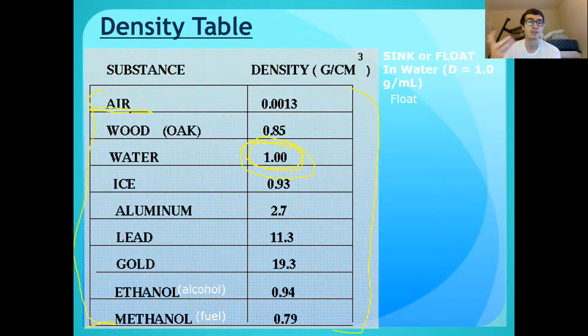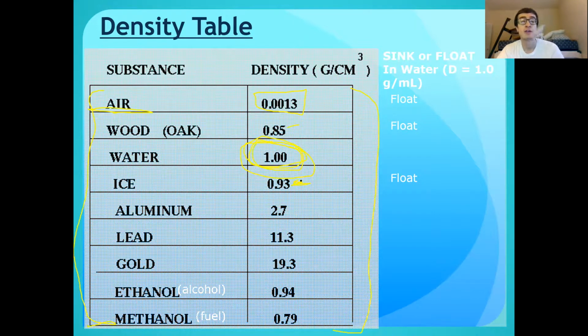Air, obviously that's going to float on water. If you ever put bubbles into the water, they immediately float up to the top and go out into the air because air has a very, very low density. Wood, also going to float on water because again, it has a density of 0.85 and water has a density of exactly 1. So that lower density means that we're going to have something that floats. Ice, like we already mentioned, is going to float. It has a density that's just below that of water.